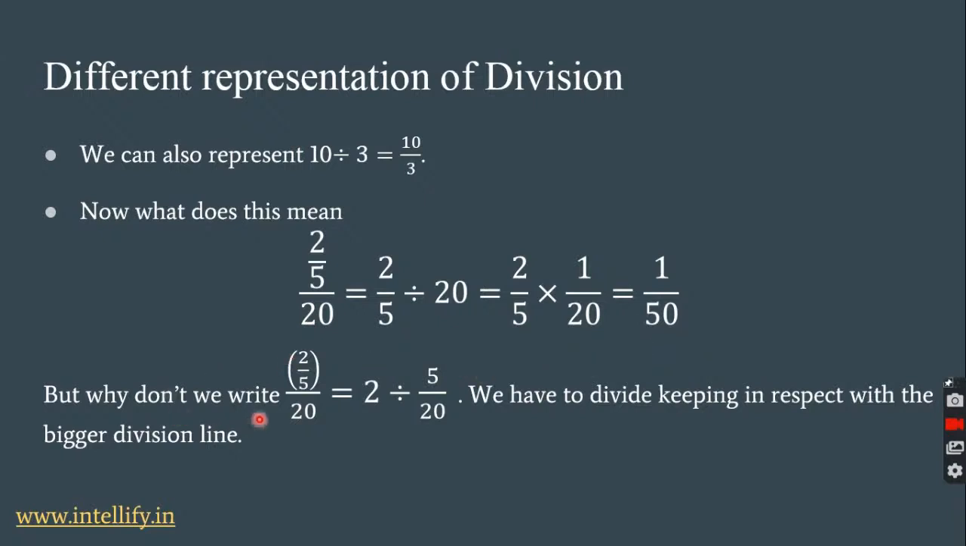But a question arises, if it is 2 by 5 by 20, then can we write 2 divided by 5 by 20? The answer is no. And it's because we have to always keep an eye on the bigger division line. So here, this is the bigger line. So this whole thing is divided by this value.